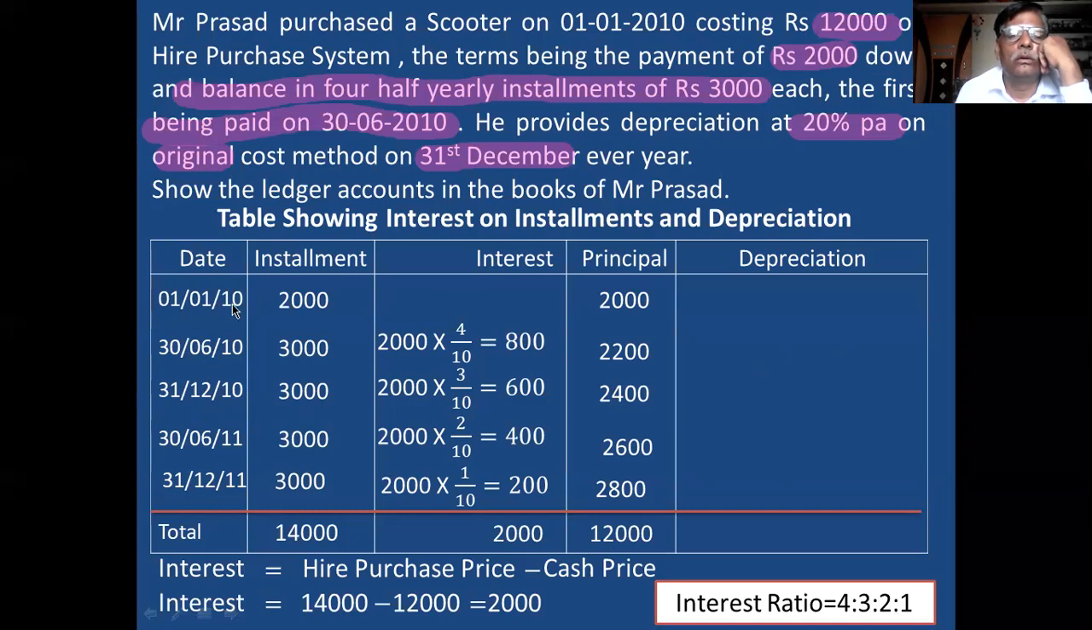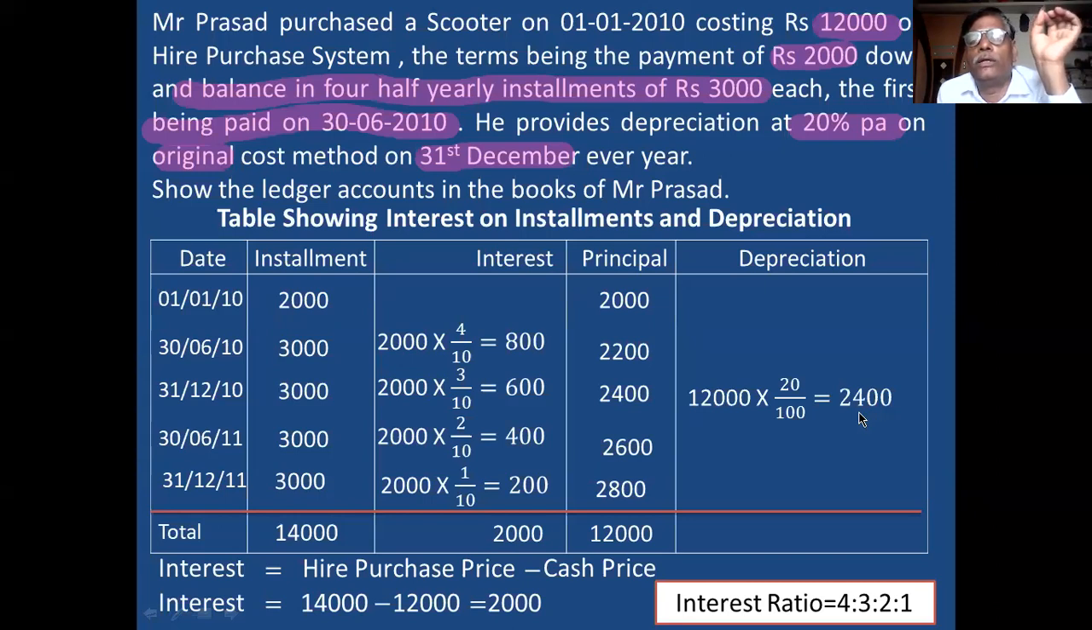31st December, you have to calculate depreciation. 12,000 into 25% is equal to 2,400. This is the fixed installment method. Fixed installment means you have to calculate depreciation on the original cost every year, not on the balance. Remember it.